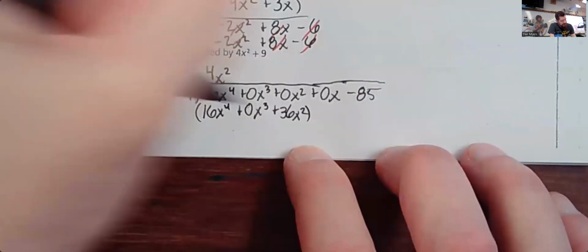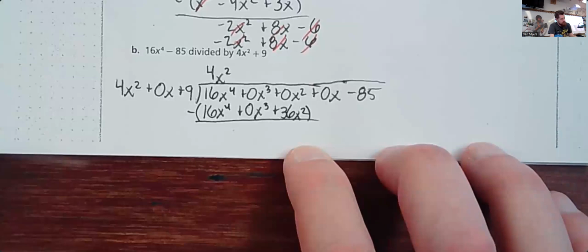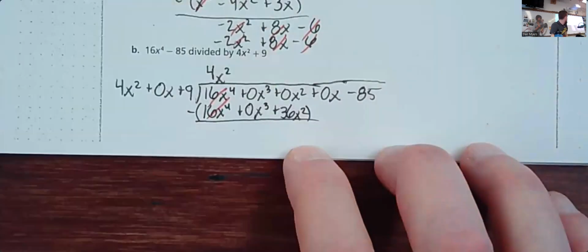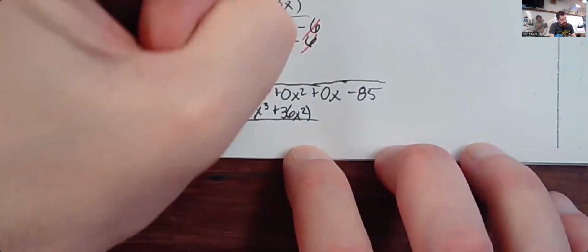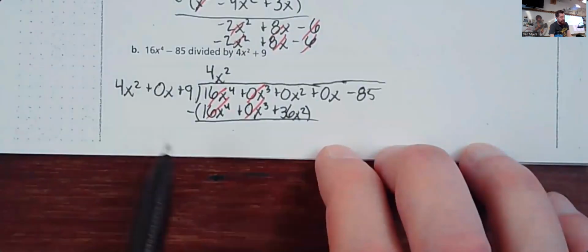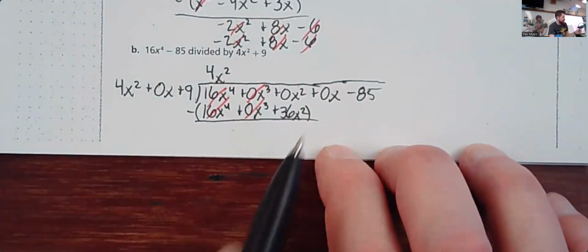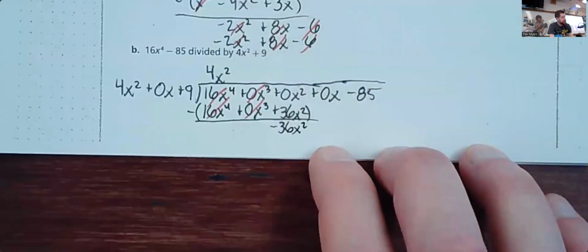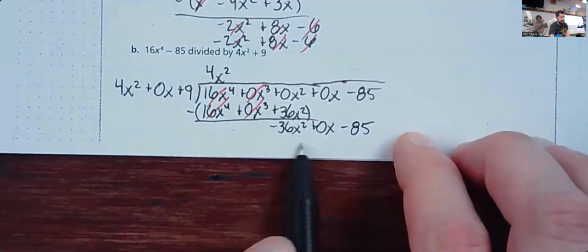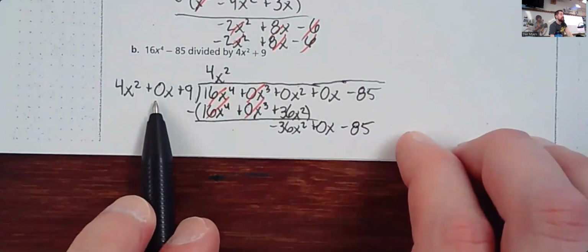So we're going to subtract. 16x to the 4th, cancel. 0x cubed, cancel. 0 minus 36 is negative 36. So that's going to be negative 36x squared. Bring down the plus 0x, bring down the minus 85. We have to have 3 terms here because we have 3 terms over here.